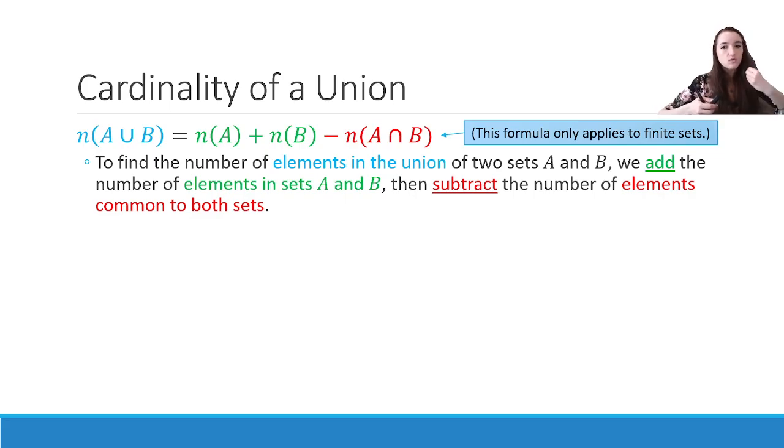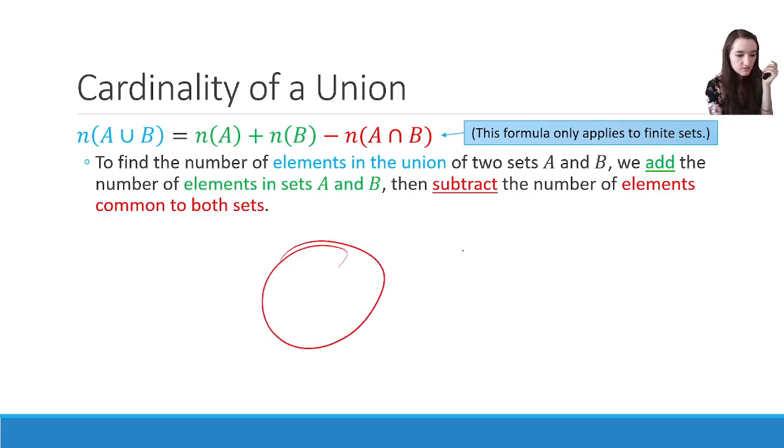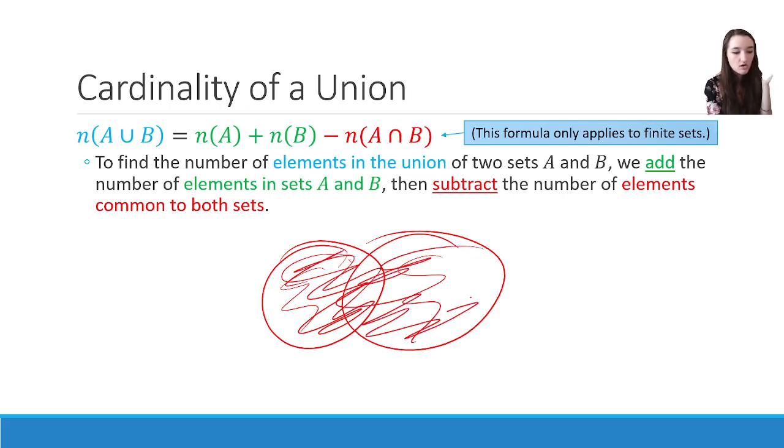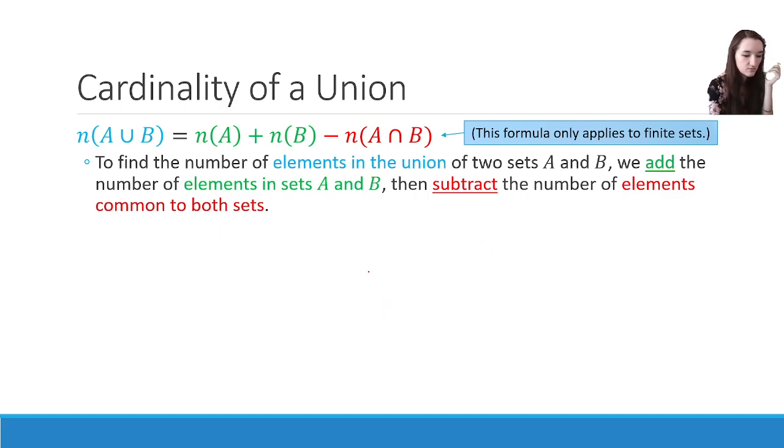So this formula only applies to finite sets. We're not going to talk about infinite sets here, but you're not going to see an example of it, so it's not going to matter. But why is it like that? So you have to think about the fact that we have some stuff in here, but when I count the cardinality of A, then I'm counting all of this. Then when I count the cardinality of B, I'm counting all of this. So I've counted this part twice. It gets colored in twice, right?